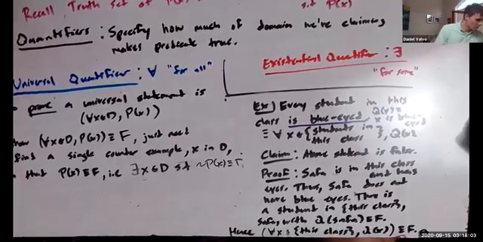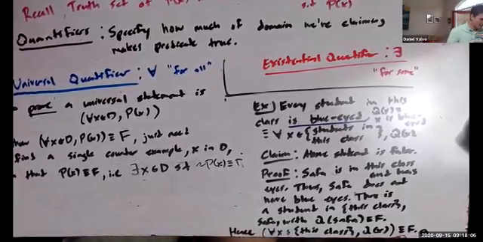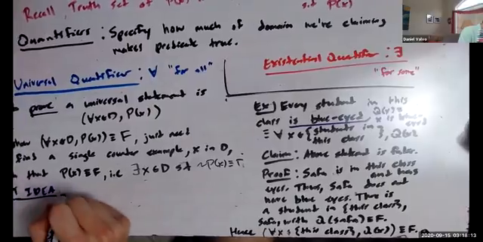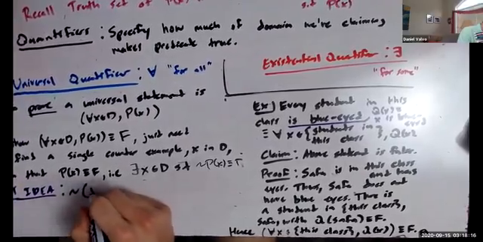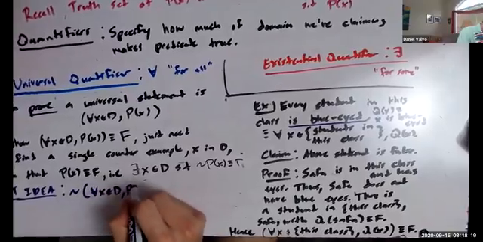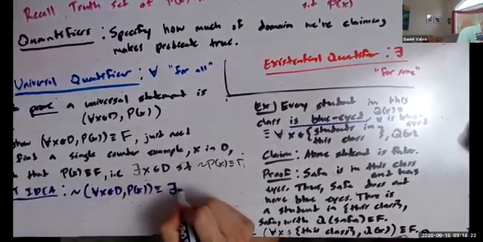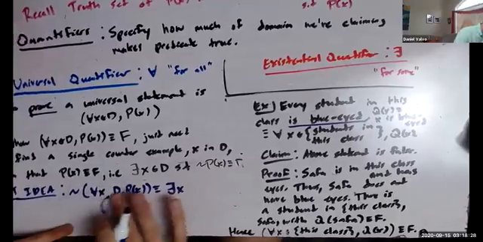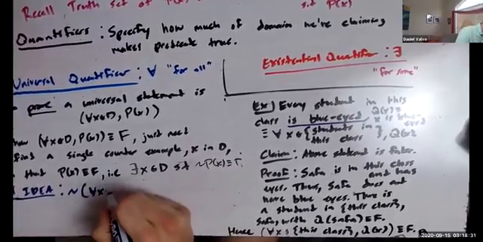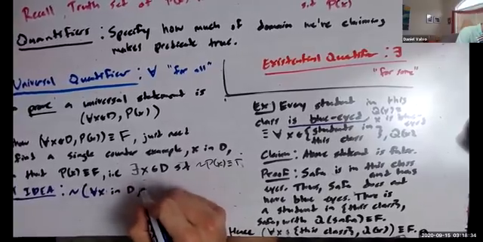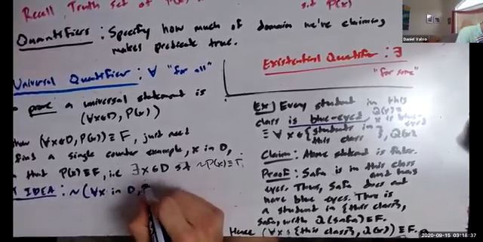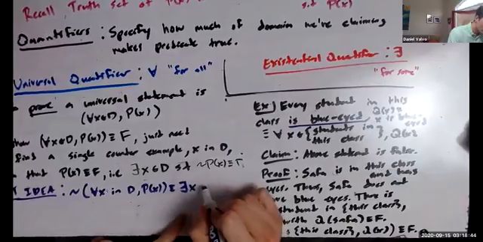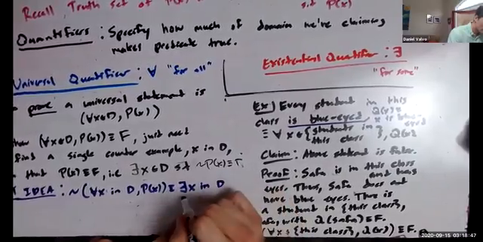Does that make sense? So really, this is the key. Key idea: the negation of a for all statement. You know what? It's so important, I was going to start over. The negation of our for all statement, for all x in D, P of x, is an existential statement: there exists an x in D such that not P of x.